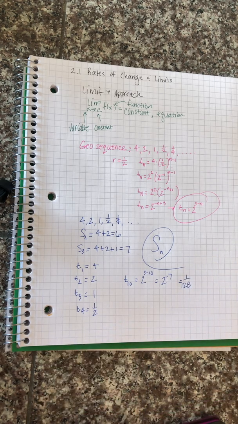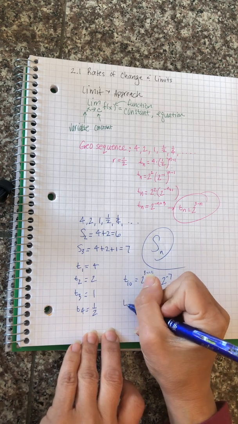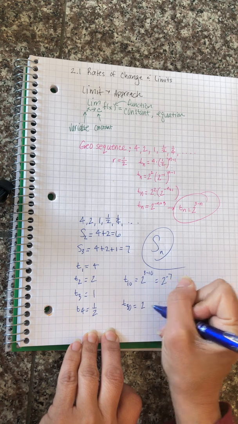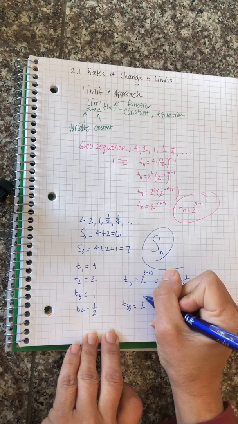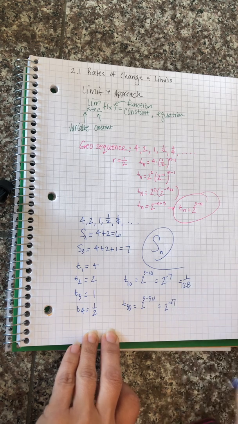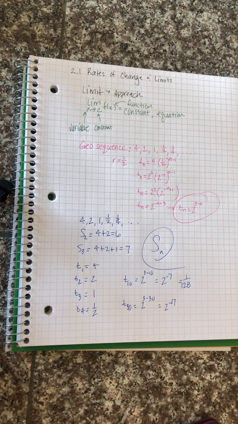Pretty small? What if I asked you to find, let's do the 30th term. That's going to be 2 to the 3 minus 30, which is 2 to the negative 27. I don't know what that is, but I know that it's really small.